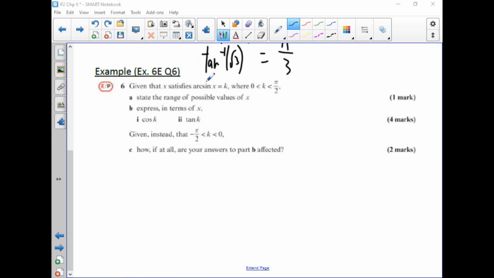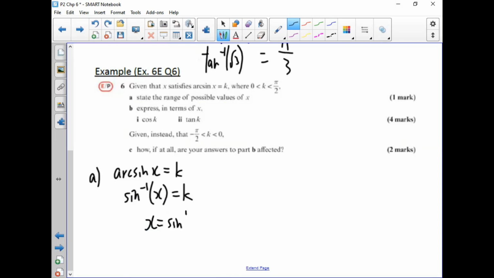For part A, since arc sine x equals k, if you don't like the arc sine x, I understand why, because you're not familiar with it. You can rewrite this. If I want to remove arc sine, I can take sine on both sides. That means I can change the sign to the other side, so x equals sine k. Are you happy with that? S-I-N, sine k.